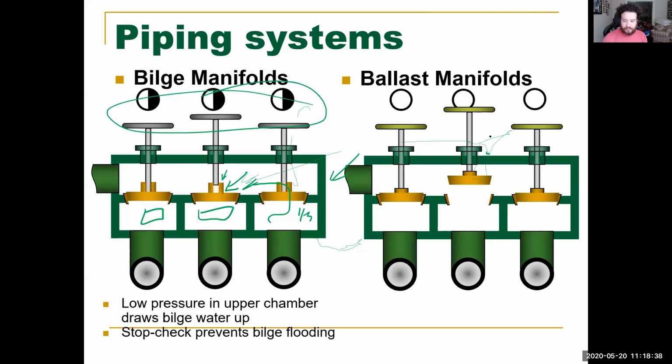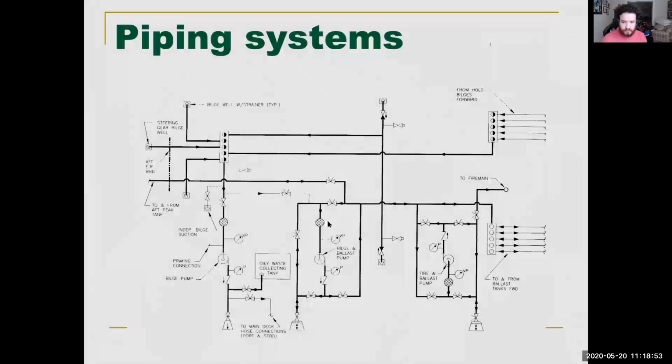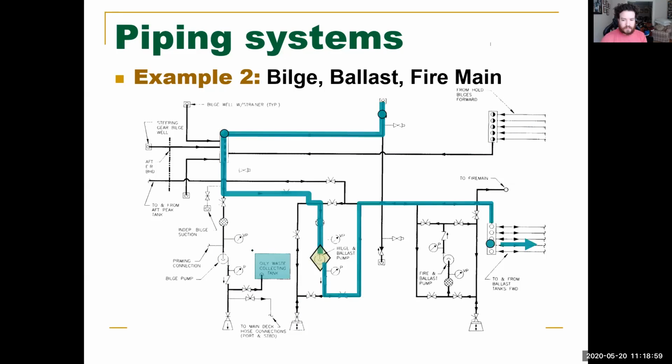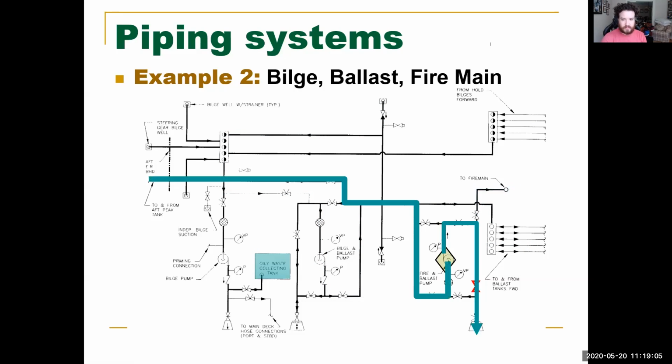Ballast manifolds will not operate with a stop check valve. Okay? They're just going to be a normal valve. And same thing, line up your system, but you guys should be set there. All right?